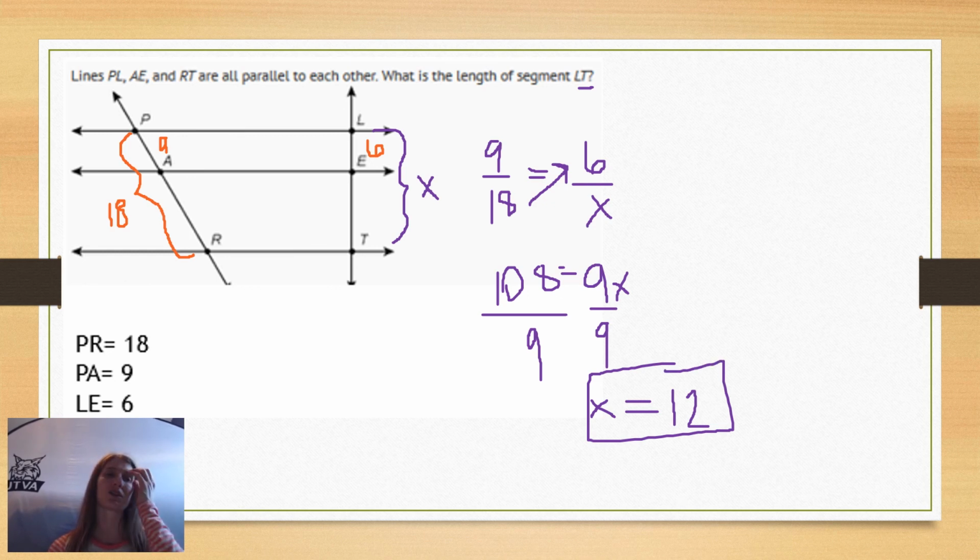Now, I had another student today in class say, well, Mrs. Guyman, if this side over here is 18, and this one is 9, that means this one has to be 9 too. And if that's 9, then to be proportional, this one has to be 6, right? Because they're the same. And so 6 plus 6 gives me my 12 here. And so, yeah, there's multiple ways to do these problems, guys. And that's okay. That works, as long as you get the right answer and you can justify what you're doing.